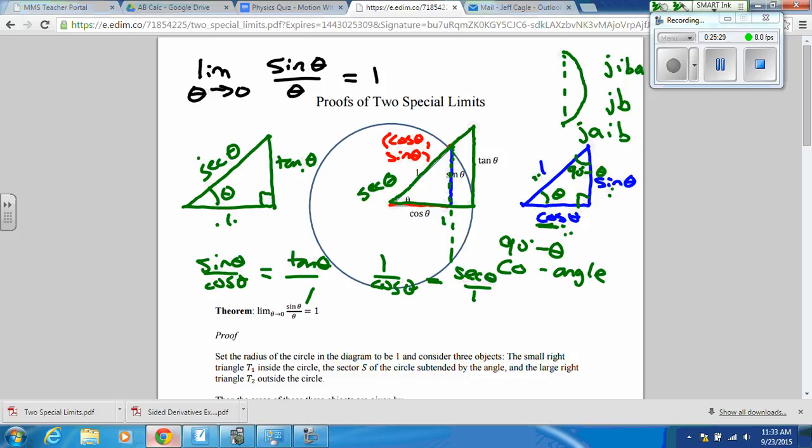Boom. And if I were to draw myself a triangle for the coangle, it would be right here. Then I could also get relationships for cotangent and cosecant, but I shall not do that at this time. But wait, there's more.